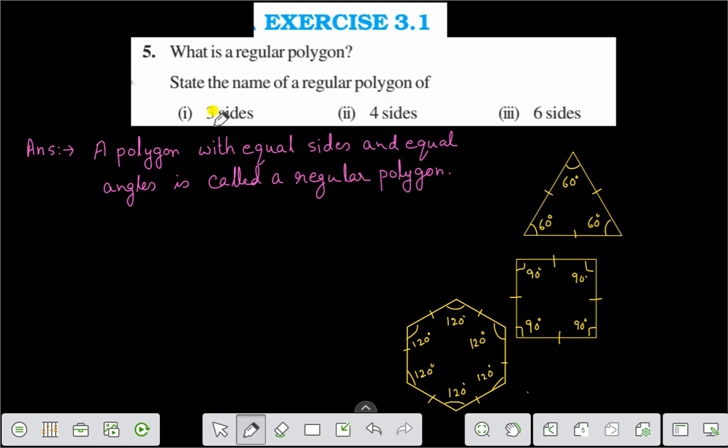Right? The question is, state the name of a regular polygon of 3 sides. Here you see, you have taken a triangle with 3 sides. And angles are also same, that is 60 degree, 60 degree, 60 degree, and the sides are also same. Therefore, it is called an equilateral triangle.